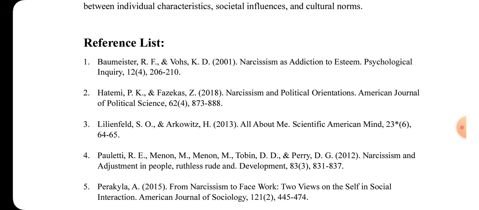And the last name comes first. So the initials start with, say, K.D. You bring that. The year, you put in parentheses, that is 2001. And then if you are using the APA style, quote it direct, but like this. So you bring the title of the article, that is, Narcissism as Addiction to Esteem.